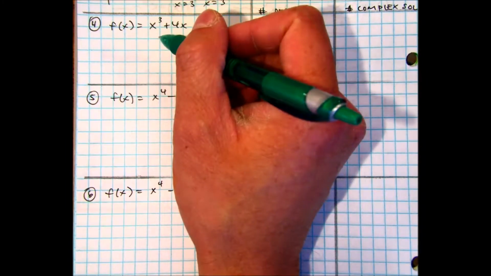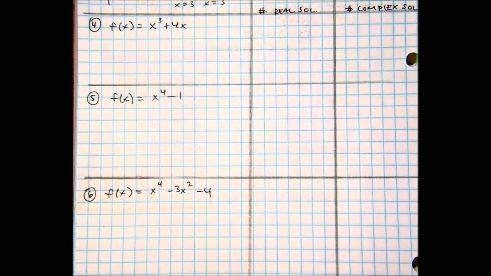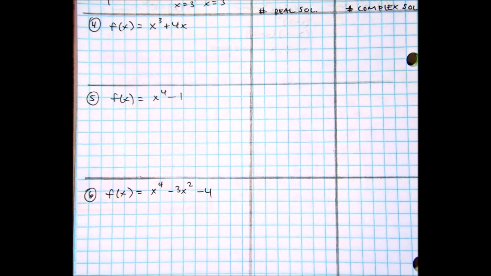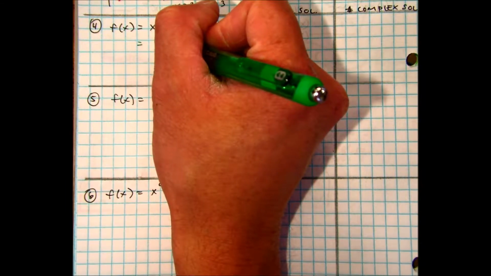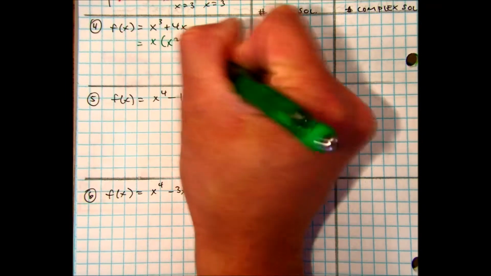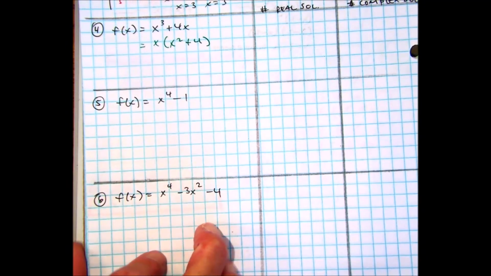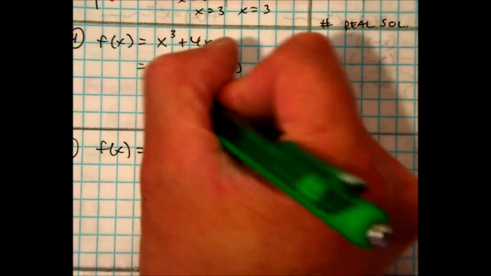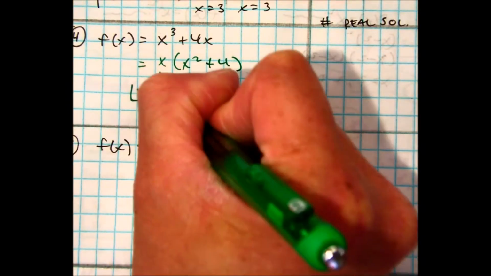I have something to the third power, and I recognize that I have a GCF here. And if I have a GCF, I have an x times x squared plus 4. Well, now that I've factored it, I'm just going to set them equal to 0. This will be x is equal to 0. So I'm already done here.